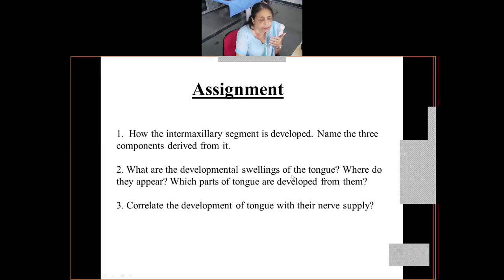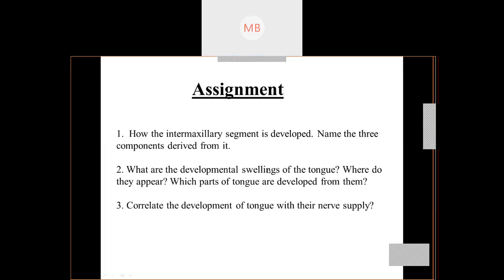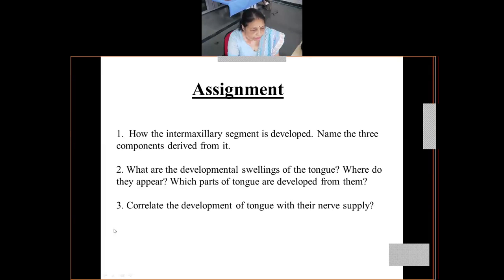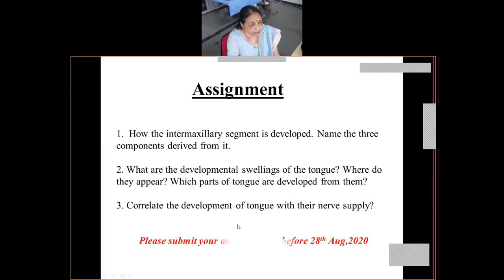Okay. What are the developmental swellings of the tongue? You know, the lingual swellings and the tuberculum impar, mainly the lingual swellings. So these are the assignment. And correlate the development of the tongue with their nerve supply. Only three questions. Okay. So thank you.